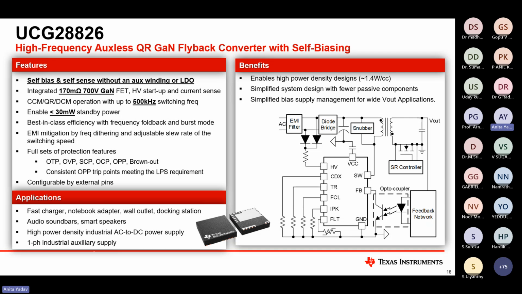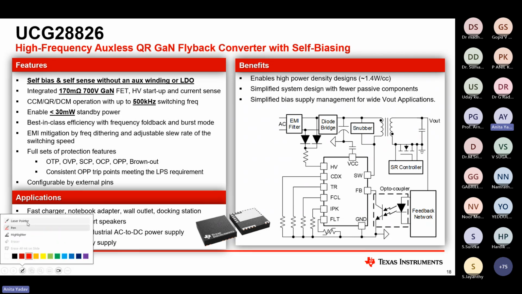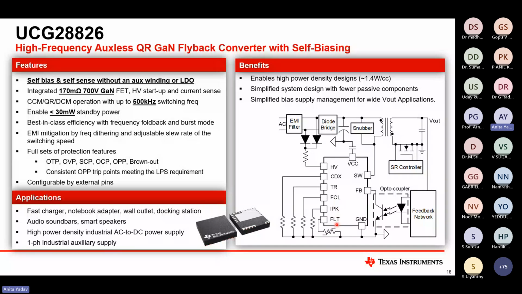If we see its application schematic on the right side, we can see that we have HV pin, CDX, TR, FCL, IPEAK, FLT, ground, FB feedback pin, switch node pin, and VCC pin. Here CDX, TR, FCL, and IPEAK are configurable through the registers, and at the FLT pin we use the NTC to detect the external over temperature fault.